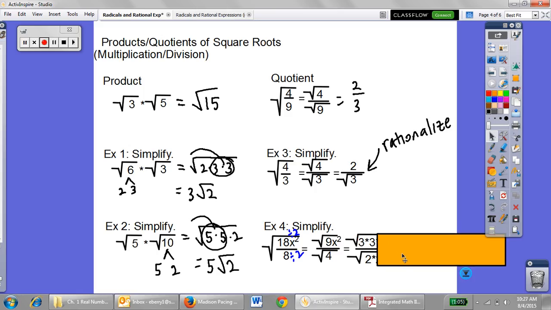And simplifying further, I'm just going to write down all the factors here. So the factors for 9 would be 3 times 3, and for x, we've got x and x. On the bottom, the factors of 4, just 2 times 2. Looking for pairs, there's a pair of 3's, that comes out, and a pair of x's, so the x comes out. There's nothing left under the square root sign, so I can leave it as 3x. Same thing on the denominator, a pair of 2's, it comes out, so the square root of 4 is just 2.